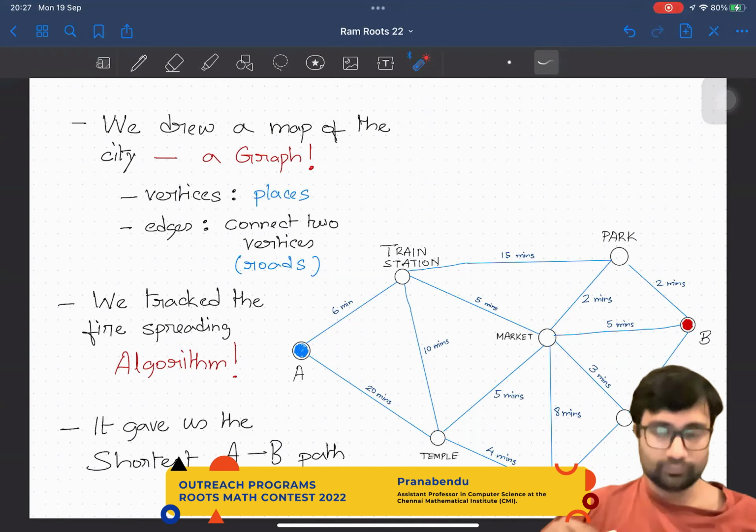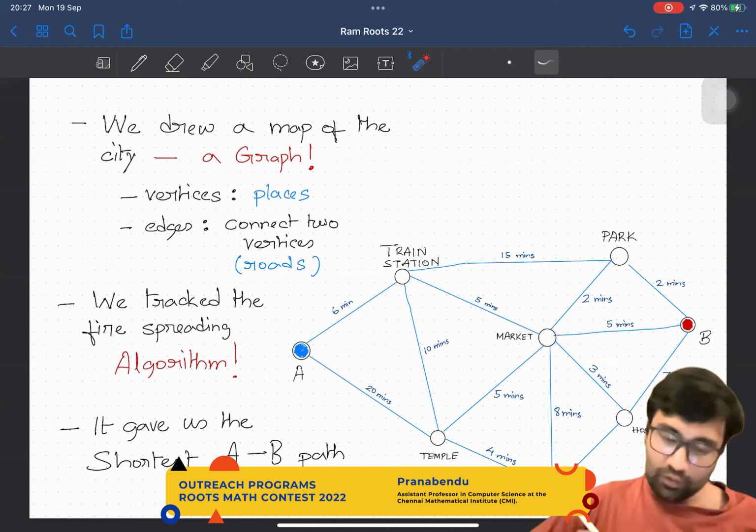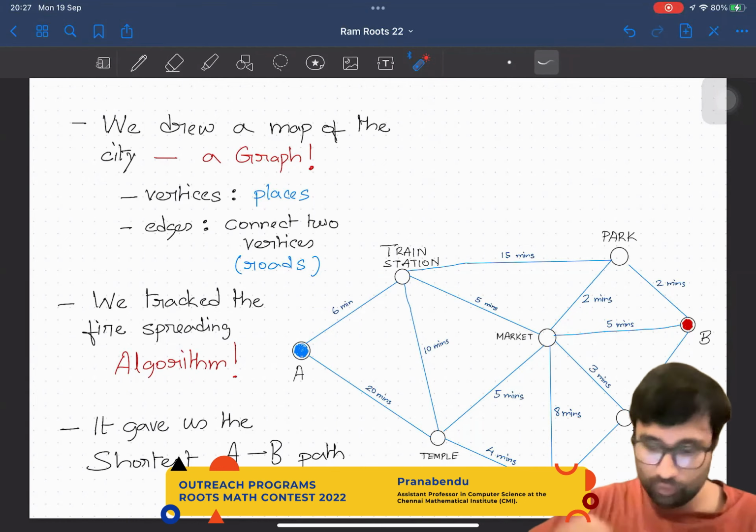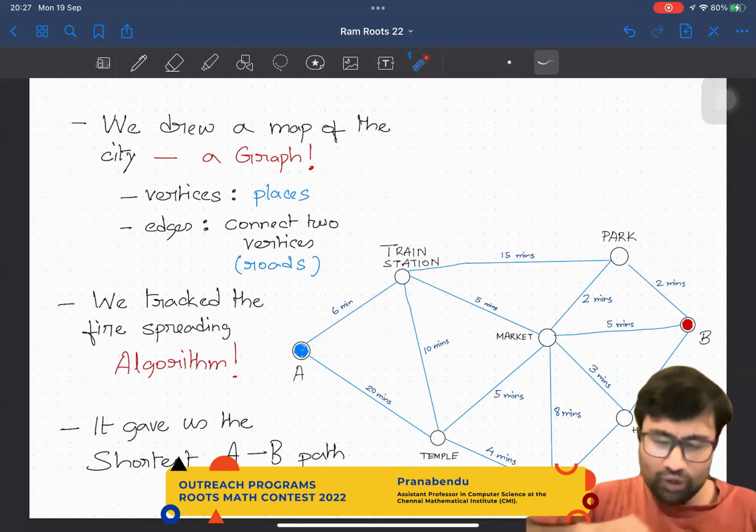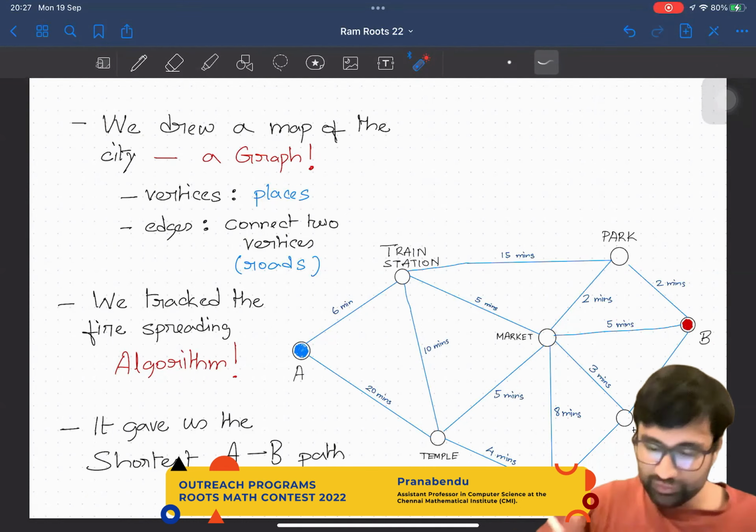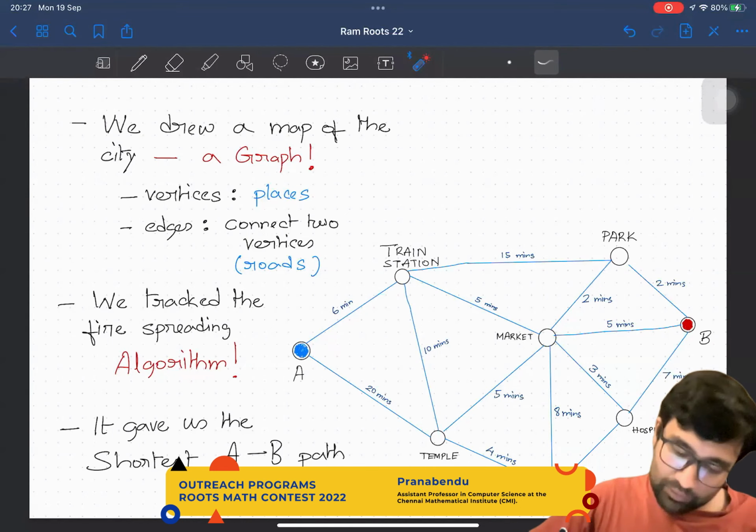So can you please repeat the algorithm? So the algorithm is basically a procedure, a process by which you want to find some answer to some question. For example, what is the shortest path to go from A to B?